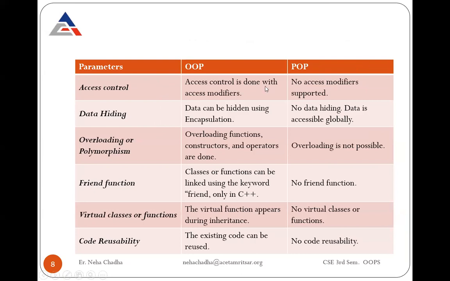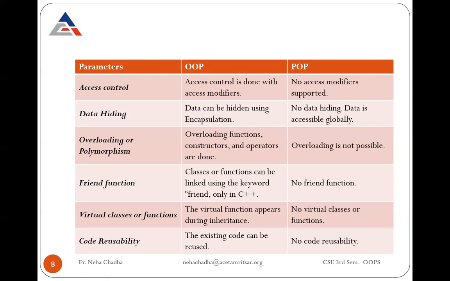Then comes the access control. With the concept of classes, we use access control modifiers or access modifiers, where you can make your data public, private or protected. In procedure-oriented, there is no such support for access modifiers. Data hiding: data hiding is known as encapsulation. Data can be hidden using encapsulation in object-oriented. In procedure-oriented, no data hiding is there.